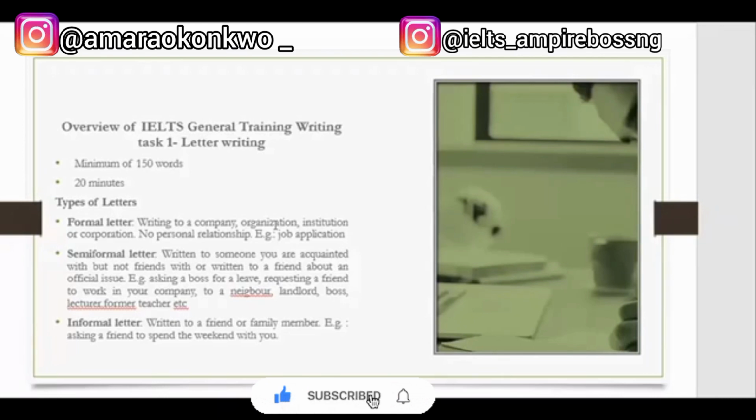It shouldn't be too much. It shouldn't be over 200. Anything over 200 would be a waste of your time, actually. And I encourage my students, when you're starting the writing part of the test, please begin with your Writing Task 2, which is your essay.